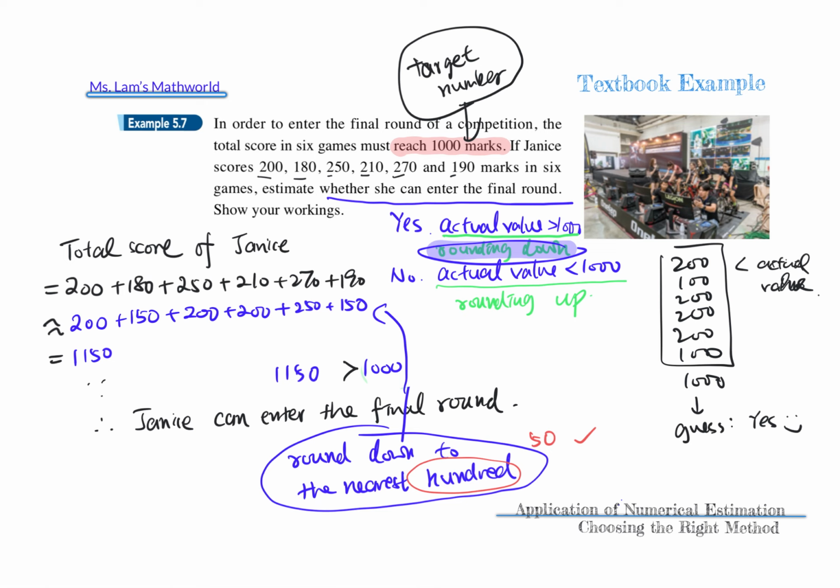So that means there are more than one way to round down the numbers. Remember, when it is an estimate, you must use either rounding down or rounding up, depending on which of them is correct.